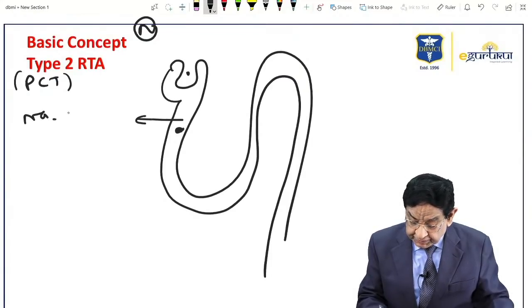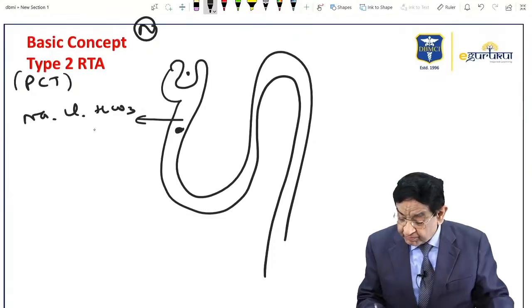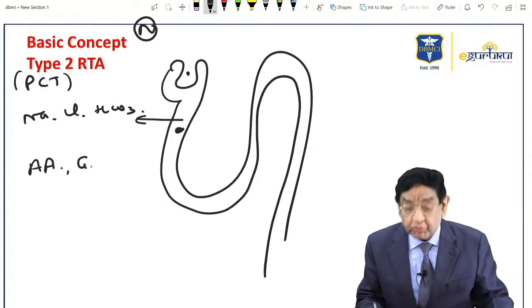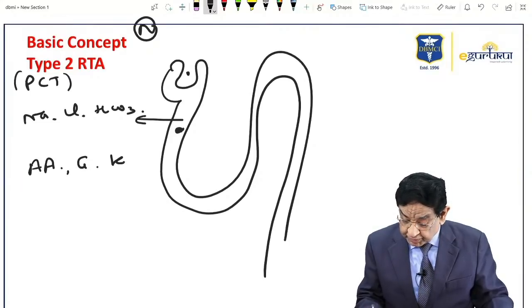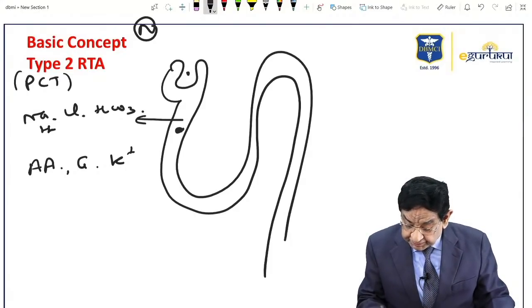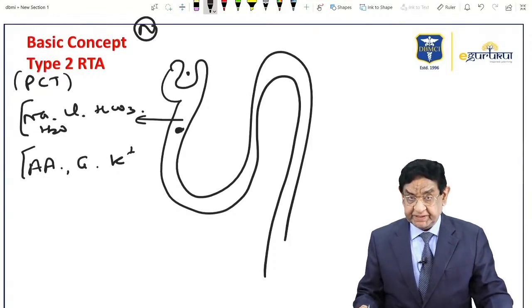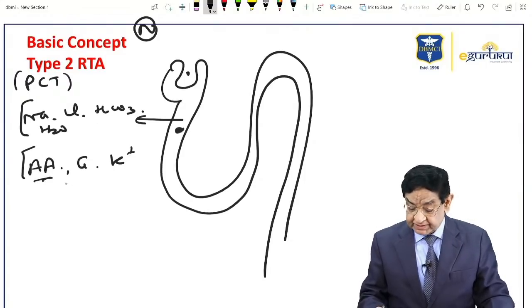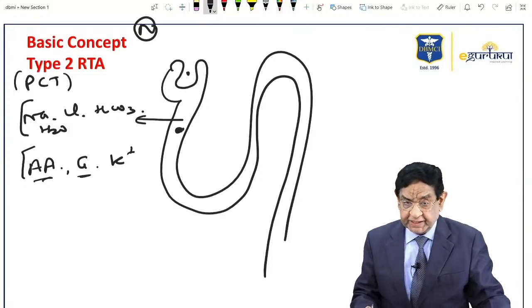Sodium chloride, bicarbonate, and here protein and amino acid, A for amino acid, G for glucose, and potassium. Sodium chloride, bicarbonate and water. These are absorbed, all at the PCT. Sodium chloride, bicarbs, water. AA is amino acid, G for glucose, and potassium.